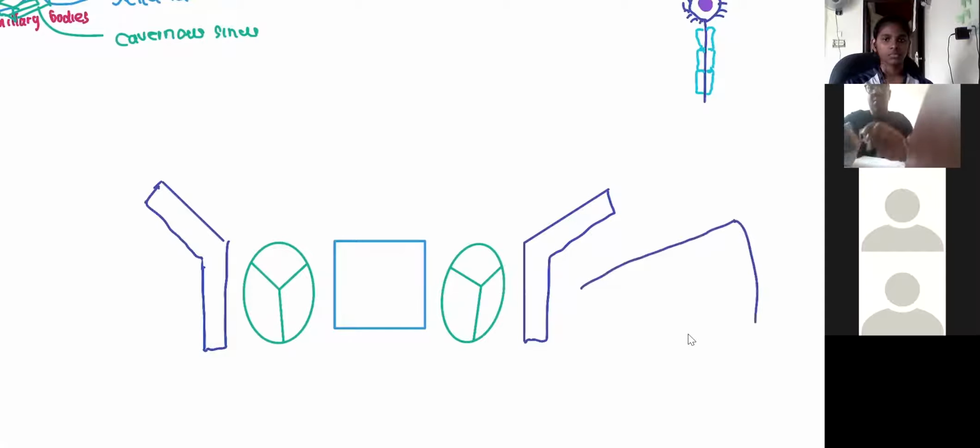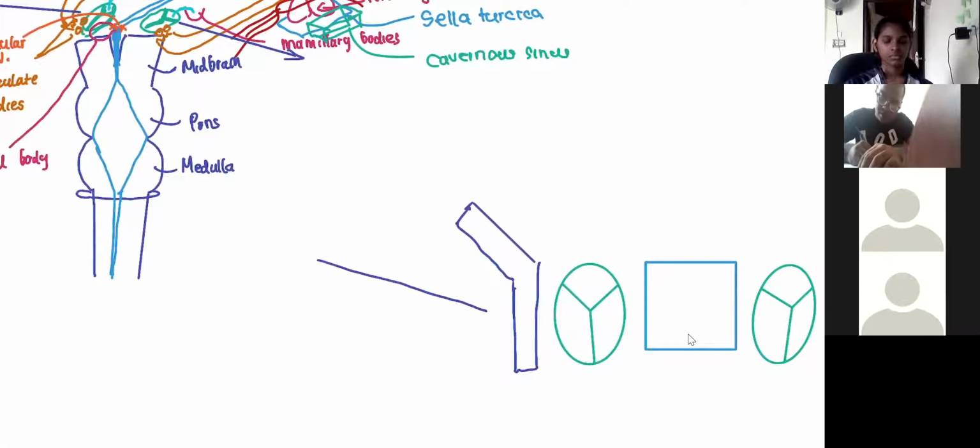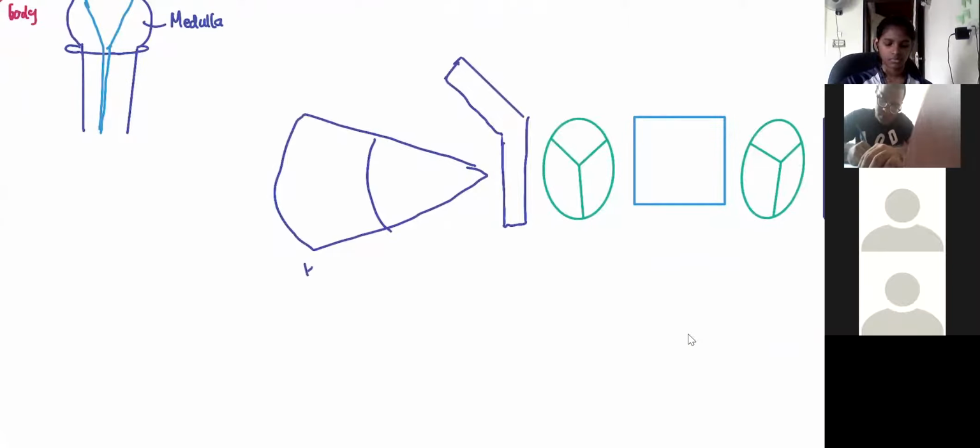Can someone tell me the name? What is the structure? Lentiform nucleus. Now, those who did Parkinson's with me, this is the putamen. This is the globus pallidus. Remember, there's two: the lateral globus pallidus and the medial globus pallidus. Okay, we did that in basal ganglia and Parkinson's disease.